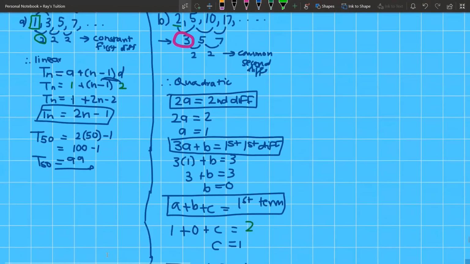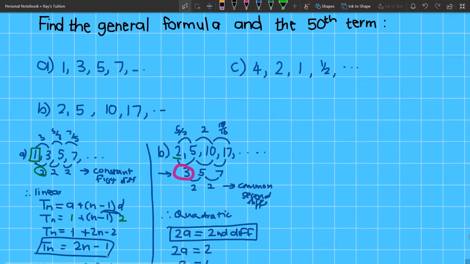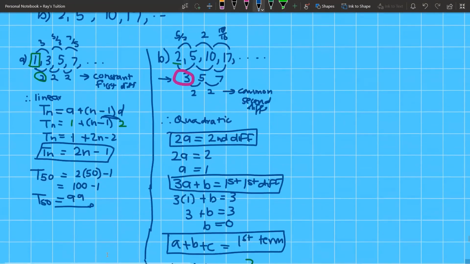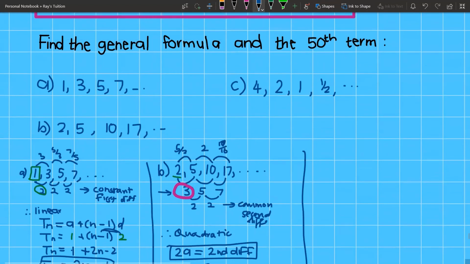For the quadratic sequence, we use the different formulas to find the general formula. Let's look at the third question. Over here we have number C, which is 4, 2, 1, a half. So let's divide. 2 divided by 4 is a half, 1 divided by 2 is a half, and a half divided by 1 is a half.